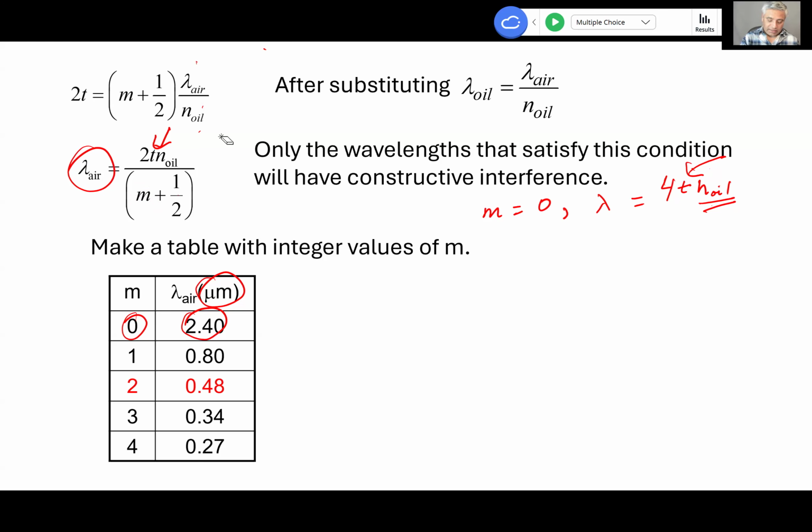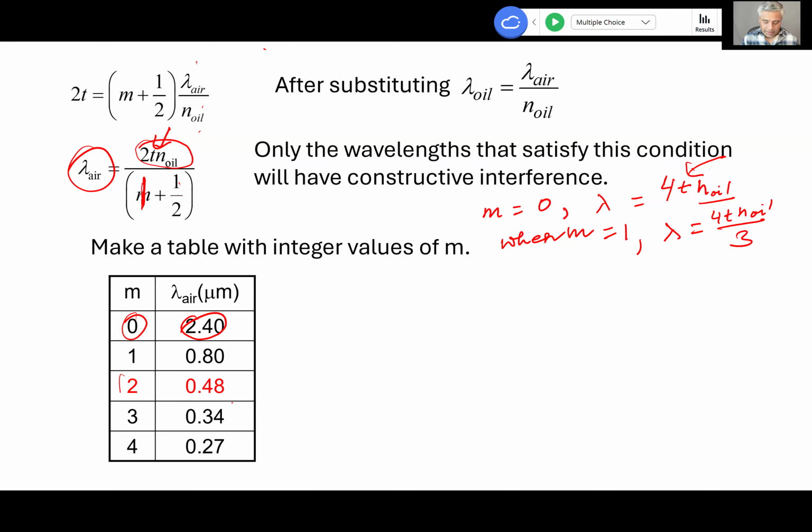Now we repeat that. When m is equal to 1, what happens to the wavelength? Like before, this is still there, but this is now 1, so 1 plus a half is 3 halves. What do we get? 4 T n oil divided by 3. That gives us this number, and so on. Looking at this, it has a shorter wavelength, which means it's not visible.